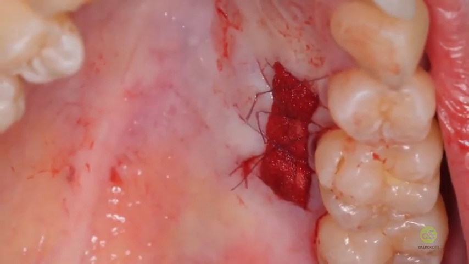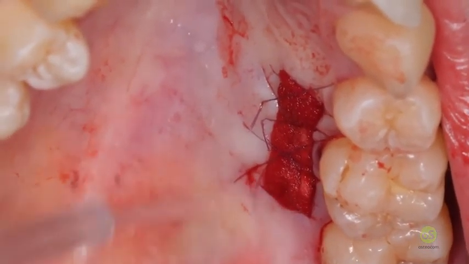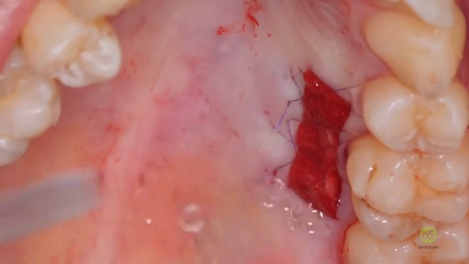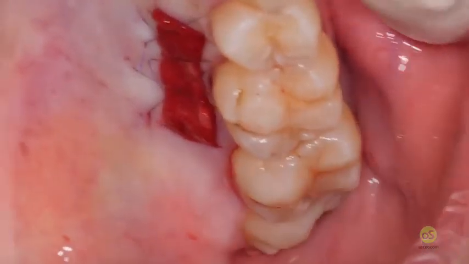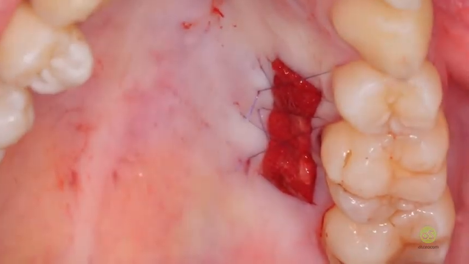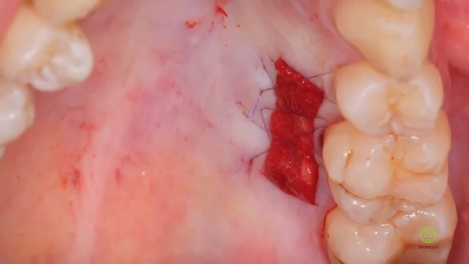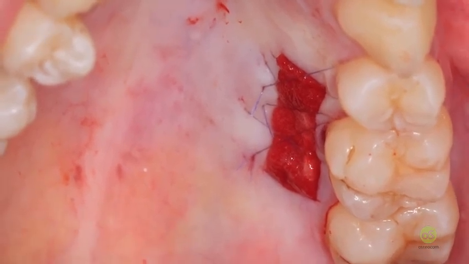This is the stability of the harvesting area. You see it's not bleeding at all. And this is more than enough to give comfort to our patient.